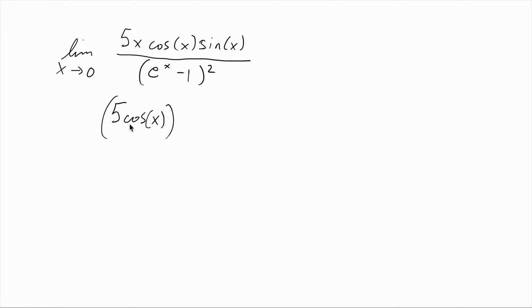Because when you plug in 0, that's just 5 times cosine of 0. That's 5 times 1, that's 5. Limit of that part's 5. And then we're just left with, let's just write down the problem issues so that we can really concentrate our efforts. x sine x all over (e to the x minus 1) quantity squared.